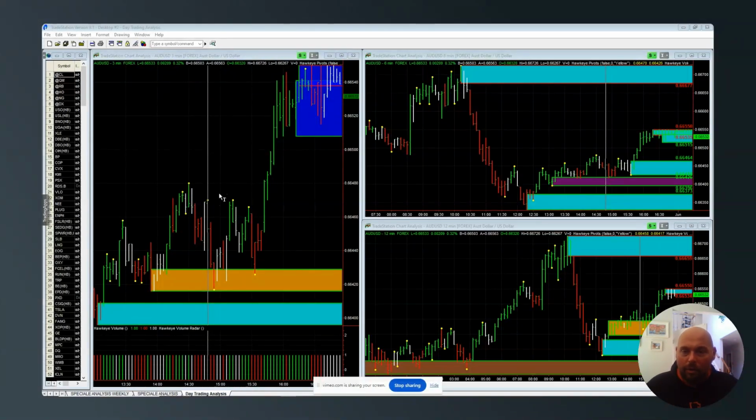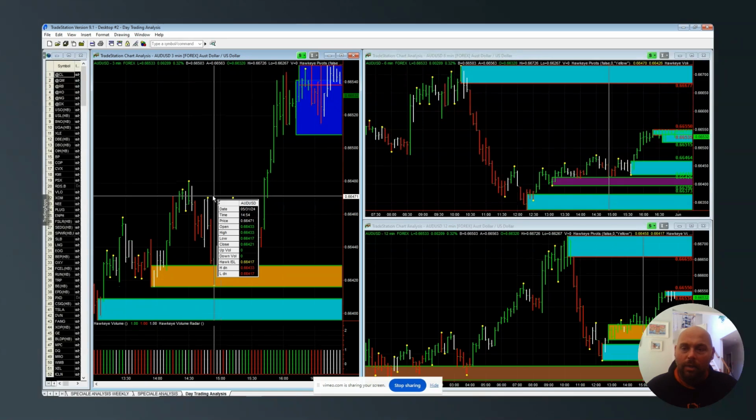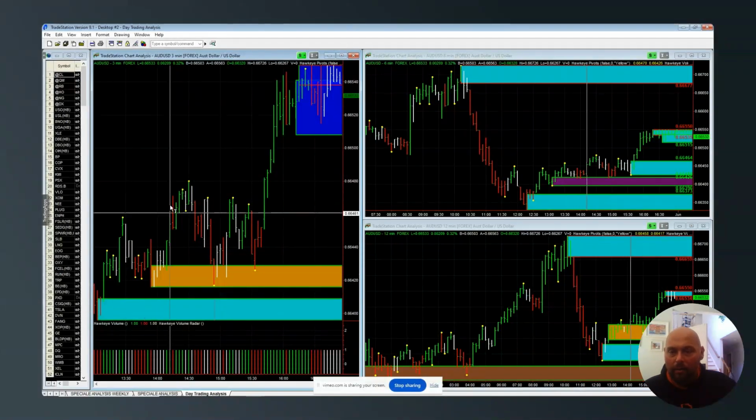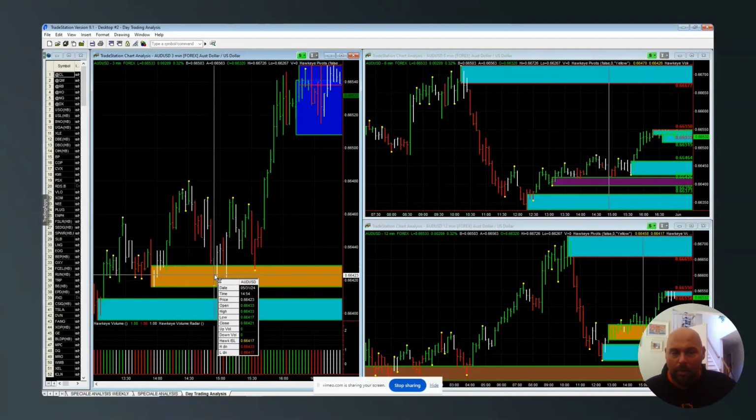So we're going to look here. This is an afternoon setup here on the Australian US dollar. Very specifically, we're going to look at this zone here. We're going to look at this zone here. And we're going to look at this zone here. So we have a 3-minute zone. Okay, very short term. We've pushed away. The zone was formed. We pulled back to it.